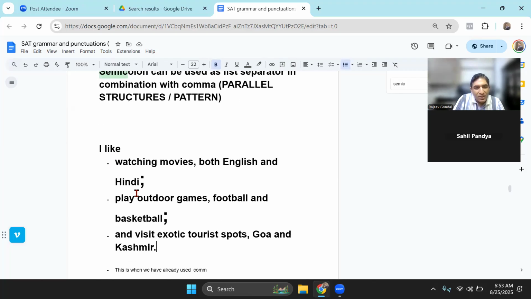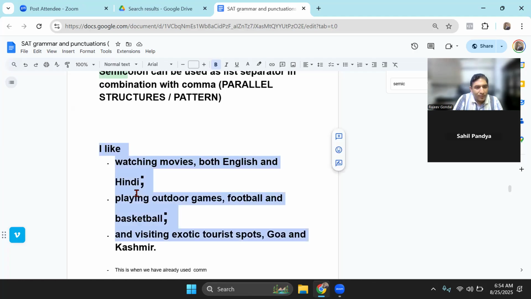Can you see this? I like. So what are the things I like? Watching movies, comma, both English and Hindi. Playing outdoors, comma, football and basketball, and visiting exotic tourist places. Goa, Kashmir, etc., etc. This is one sentence actually. Okay, let me just put it like this.